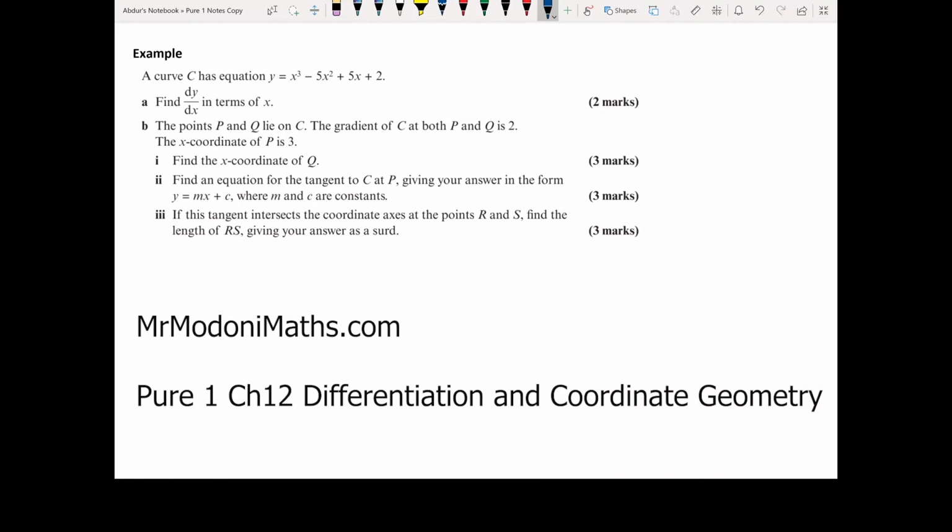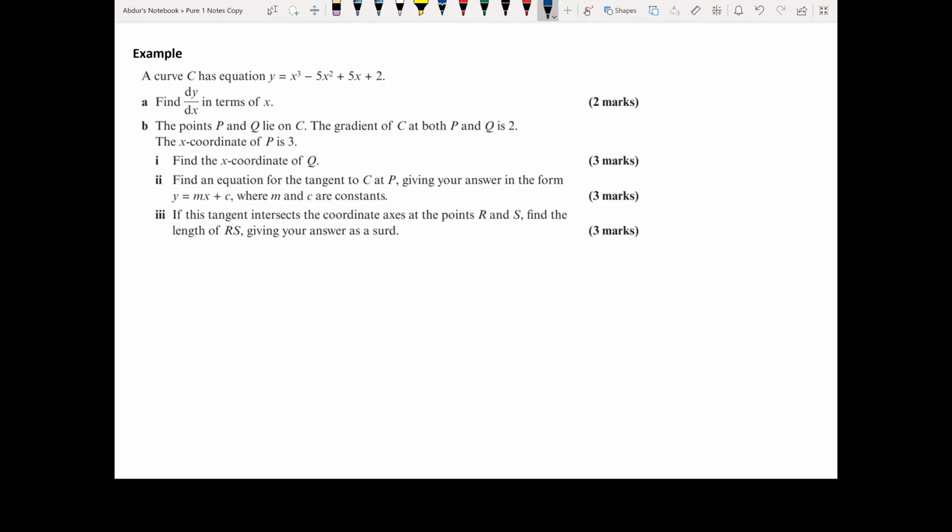The curve has an equation y equals x cubed minus 5x squared plus 5x plus 2. Part A is asking us to find the first derivative dy by dx in terms of x. So here we go, we differentiate y to get 3x squared minus 10x plus 5. We found the gradient function there.